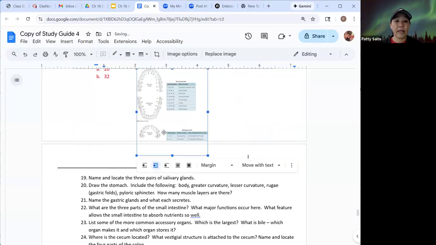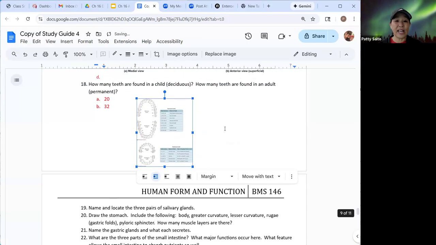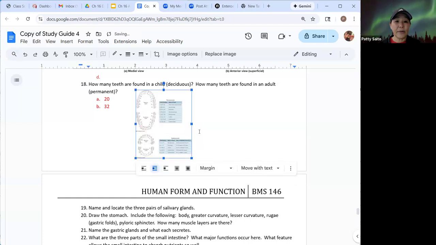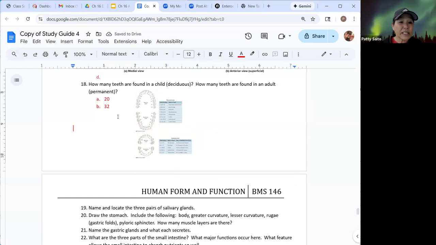Okay, so this is the teeth here of a child and an adult. I'm going to make it small so it fits. So 20 child teeth and 32 adult. They are numbered in the adult mouth, and in the child mouth, it's lettered. And this table, which is in your book, tells you the names. So we have incisors in the front, we have canines, we have premolars, and then we have molars.